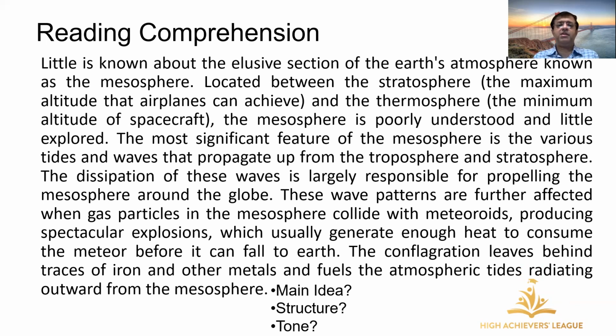Okay, so if I've just read through this, what's the main idea? The main idea is that they're talking about an atmospheric phenomenon. They're talking about an atmospheric layer, the mesosphere, what's above that layer, and what's below that layer. If I skim through the rest, and if you try to skim through the rest, they are talking about waves, how there is dissipation of waves, how these wave patterns are formed, and what happens when these waves collide with the meteorites.